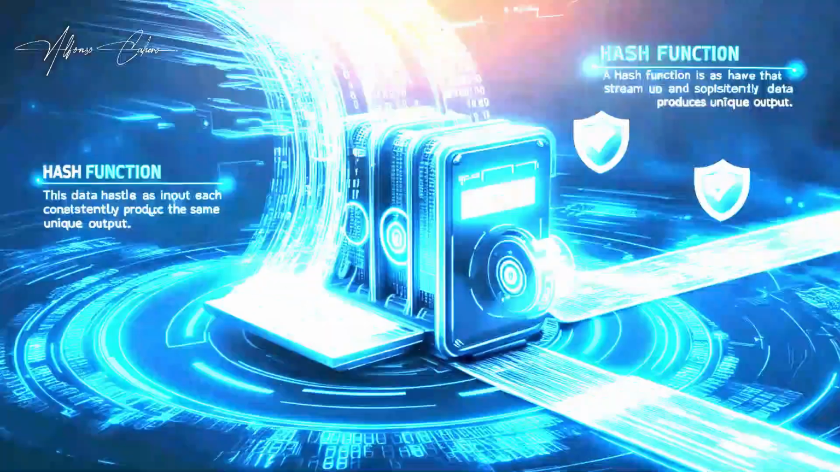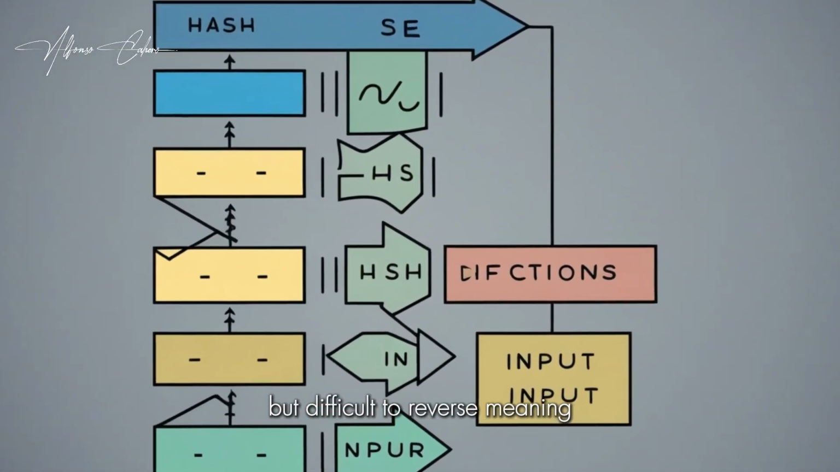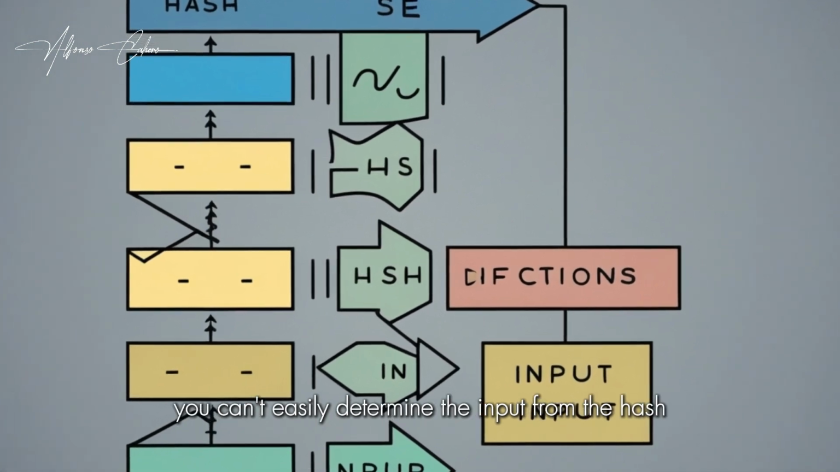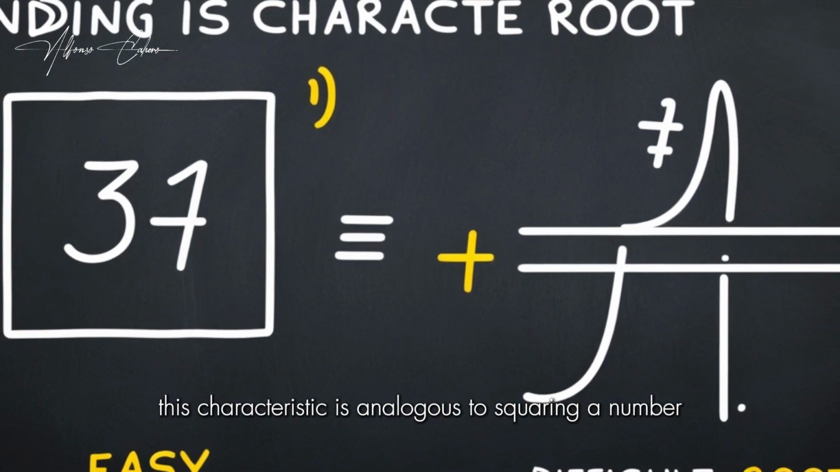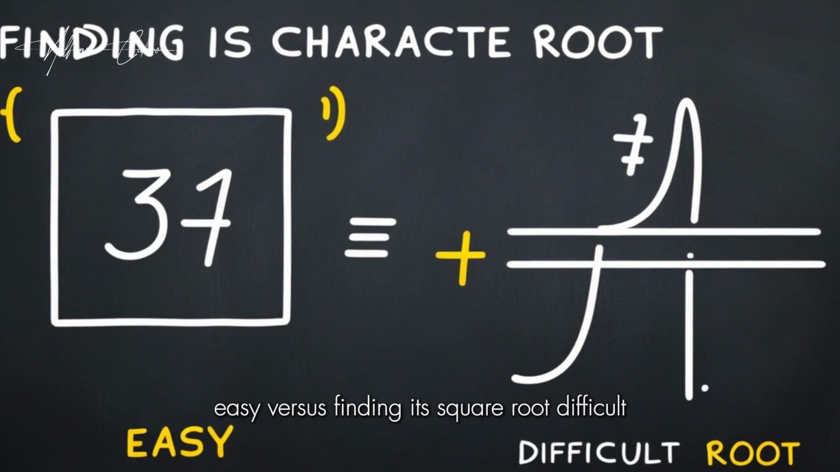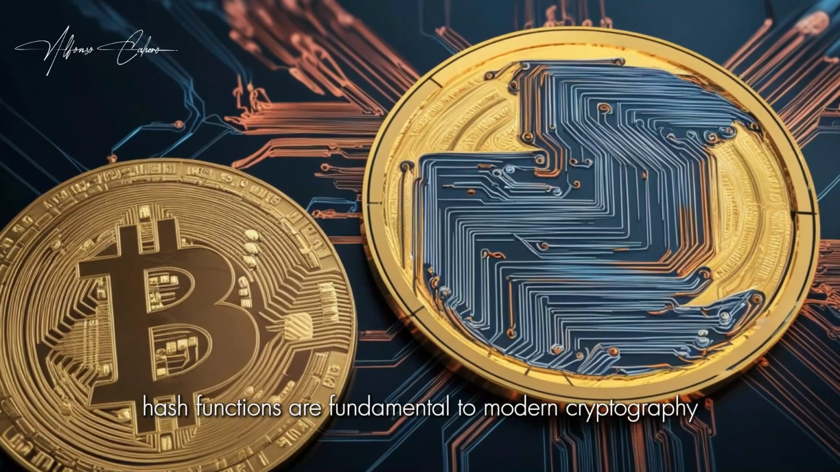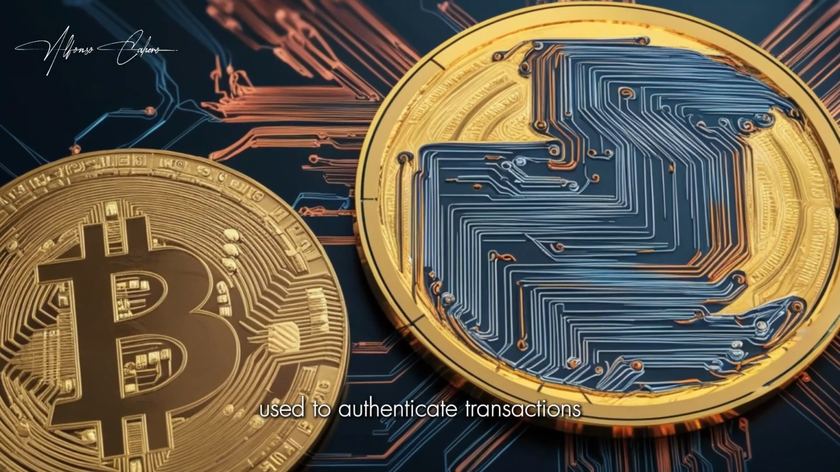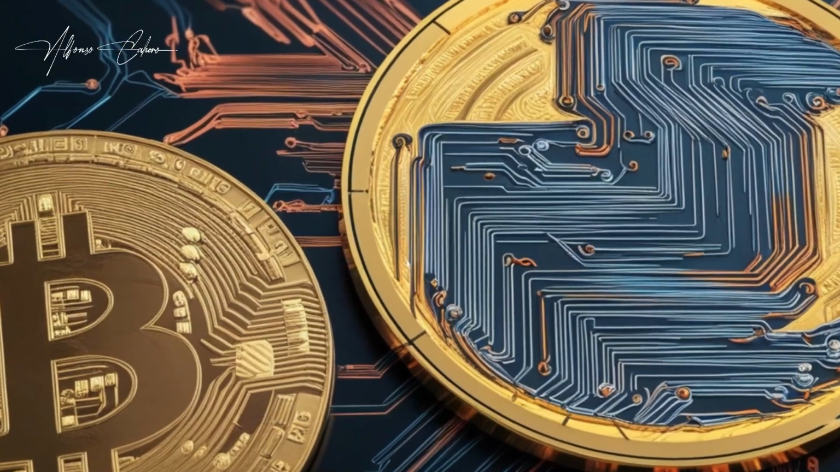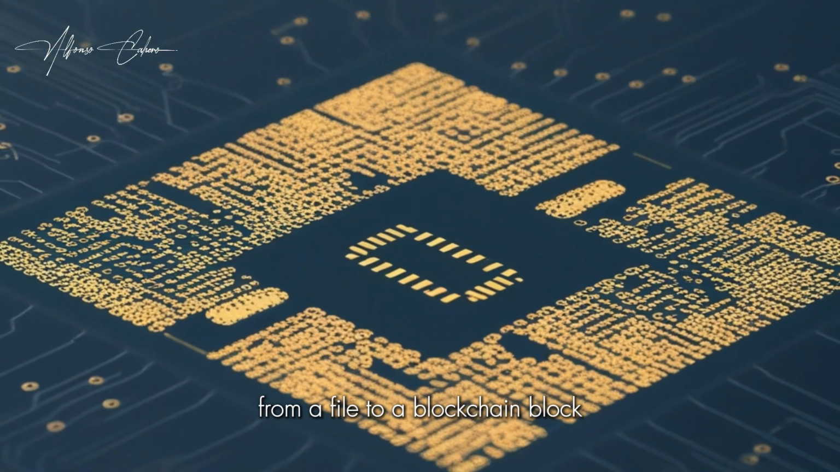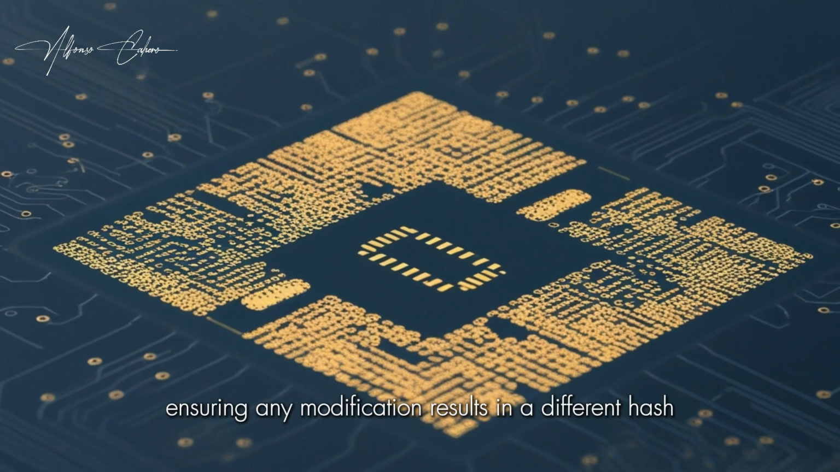Hash functions are easy to compute in one direction, but difficult to reverse, meaning you can't easily determine the input from the hash. This characteristic is analogous to squaring a number, easy, versus finding its square root, difficult. Hash functions are fundamental to modern cryptography, used to authenticate transactions, messages, and digital signatures. Each piece of digital data, from a file to a blockchain block, has a unique hash, ensuring any modification results in a different hash.